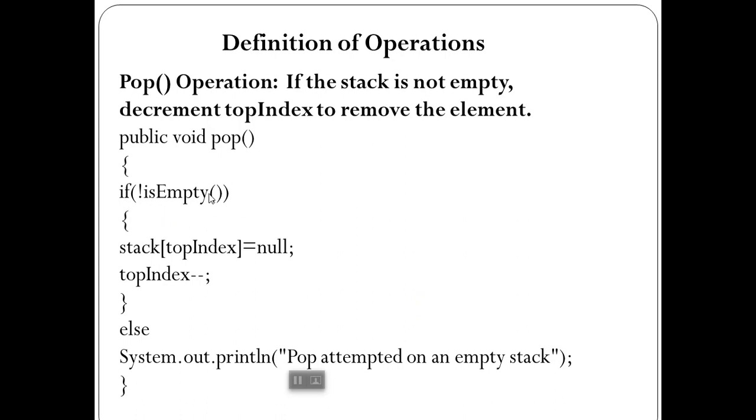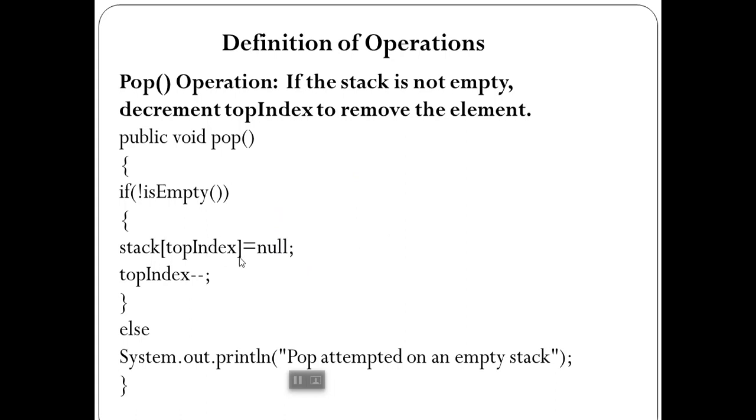If the stack is not empty, simply decrement the value of top index, and make that deleted element at that position null before decrementing it. So what is that element that will be made null? The top element. Try to focus here please. Which element are we making null? We are making it null, nothing but we are trying to delete, remove that.